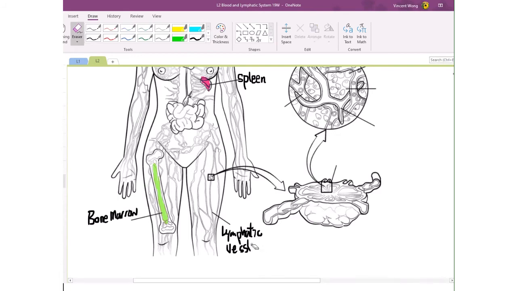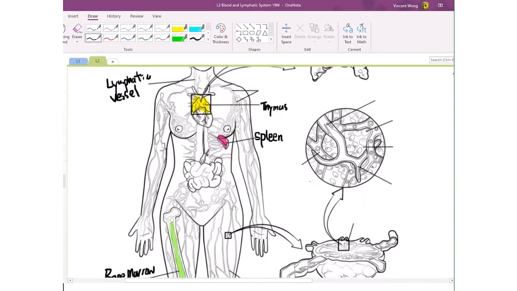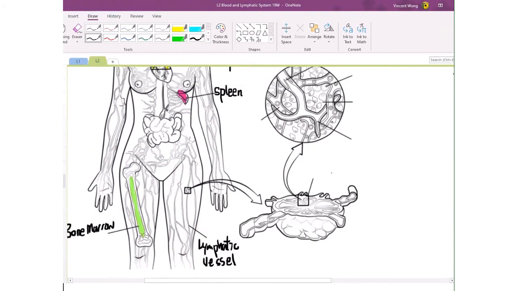Sorry, I have a spelling mistake here. Vessel. I think I spelled it wrong here as well. Just got distracted a little bit. There you go. So lymphatic vessel.